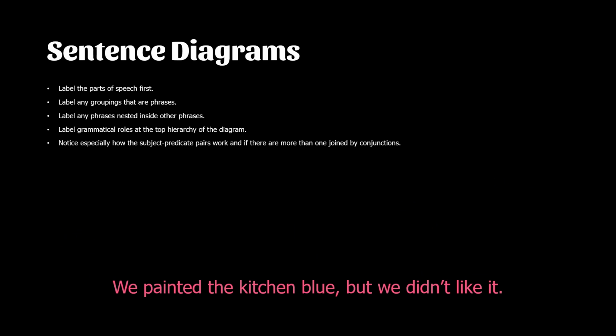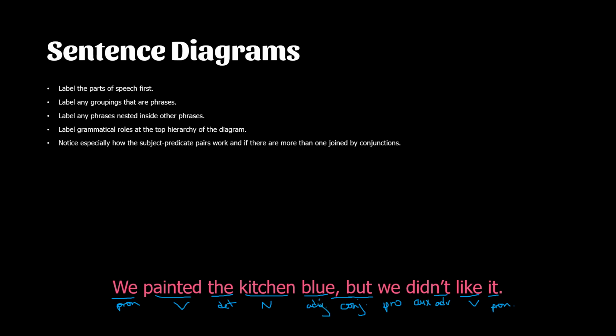One other sentence type that we mentioned way back at the beginning is the compound sentence. Compound sentences have a FANBOYS conjunction, or a coordinating conjunction, as it's called. So here's our conjunction. "We" is a pronoun. "Did" is an auxiliary verb. "Not" is an adverb. "Like" is a verb. And "it" is a pronoun. "We" is a pronoun. "Painted" is a verb. "The" is a determiner. "Kitchen" is a noun. And "blue" is an adjective.